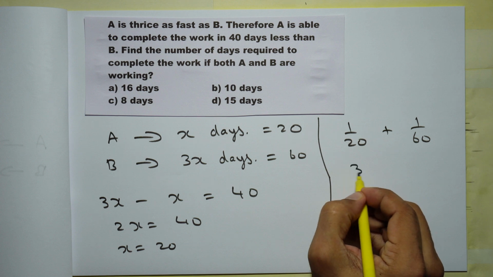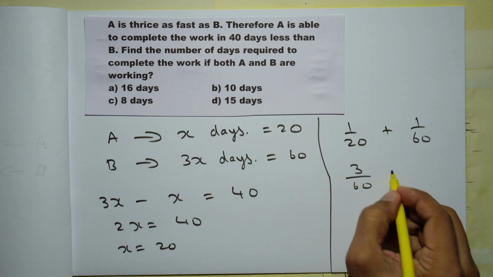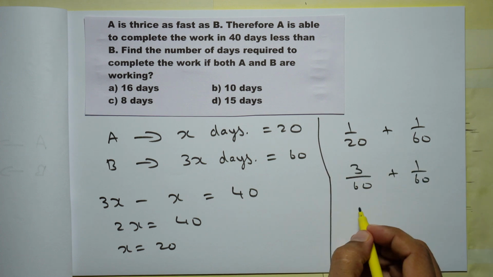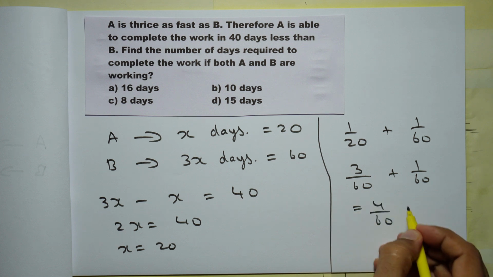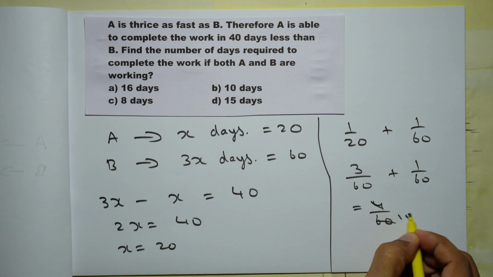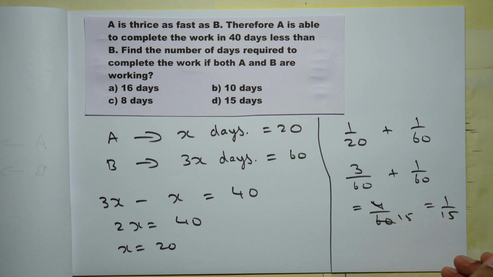1 by 20 can be written as 3 by 60, plus 1 by 60, so this is equal to 4 by 60. 4 divides 15 times. So if both A and B are working, every day they will do 1 by 15th of the work. So how many days are required? Just find the reciprocal. That is 15 days.